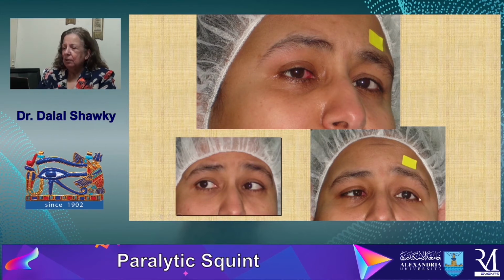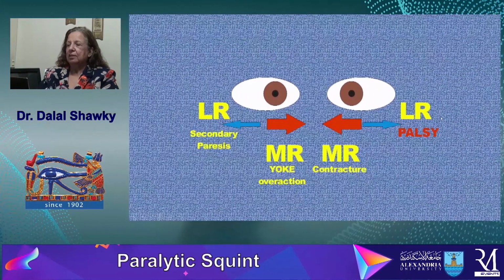Looking to the right, no deviation at all. Looking to the left, the right eye can adduct, but the left eye, no abduction, no movement of the left lateral rectus. So what are the choices here? If you have a left lateral rectus paralysis, there will be contracture of the medial rectus of the same eye, which is the direct antagonist.